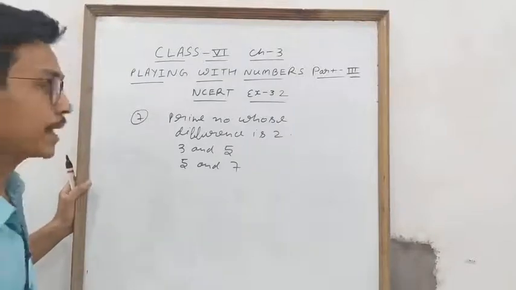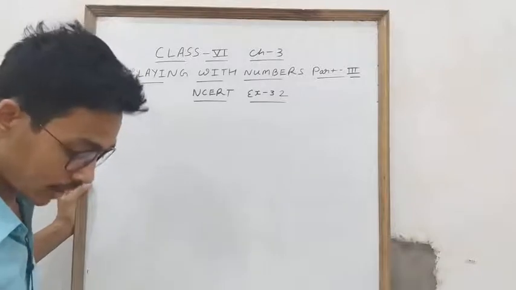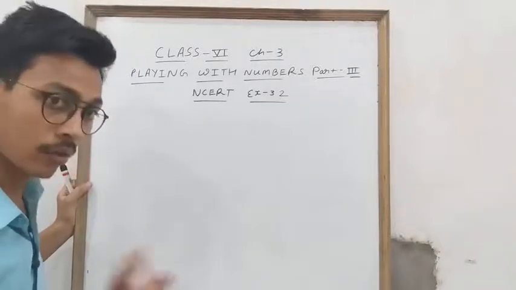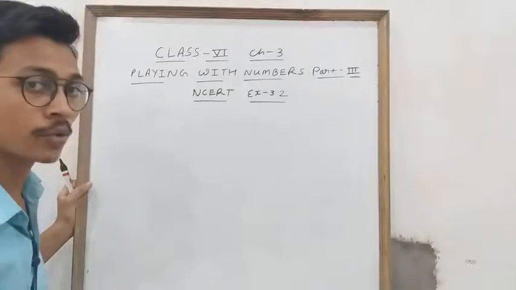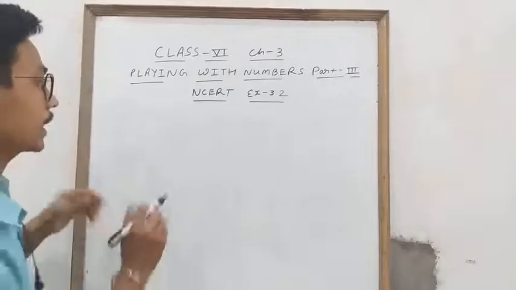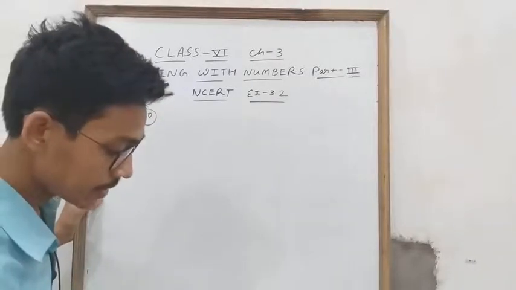Now next is question number 8: which of the following are prime? It is very easy, you can find out which one is prime. Now the ninth question: write 7 consecutive composite numbers less than 100. You will do it yourself. You know that, you will find out. Next question number 10, student, it is given.